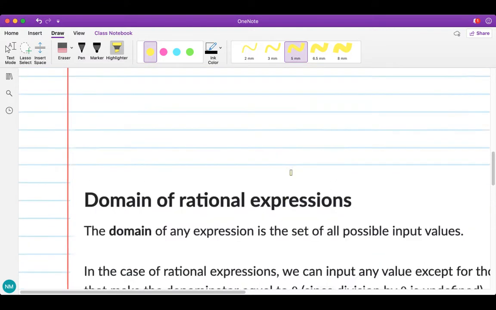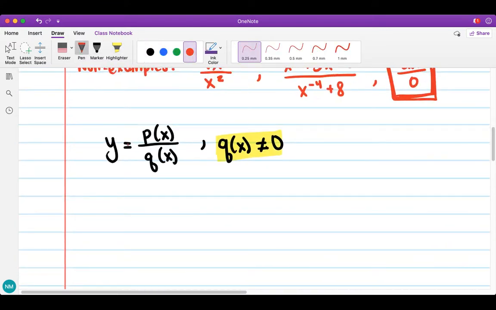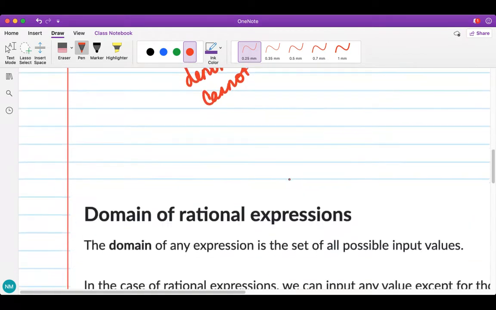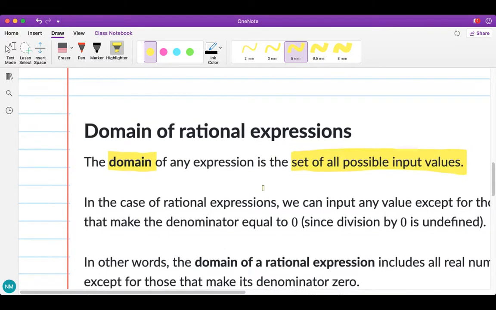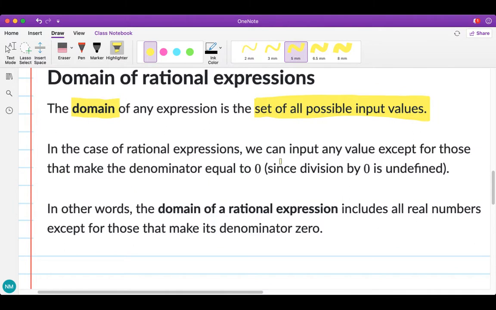So we spoke about a red flag, right? One of the red flags that we had for domain is that our denominator cannot equal 0. And so the domain of any expression, this is just defining domain in general, is the set of all possible input values, which is generally x, but not always. In the case of rational expressions, we can input any value except for those that make the denominator 0, since division by 0 is undefined, right?